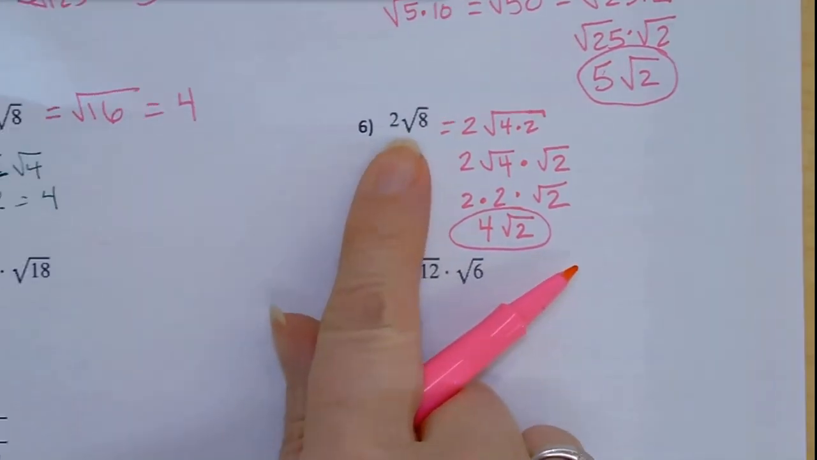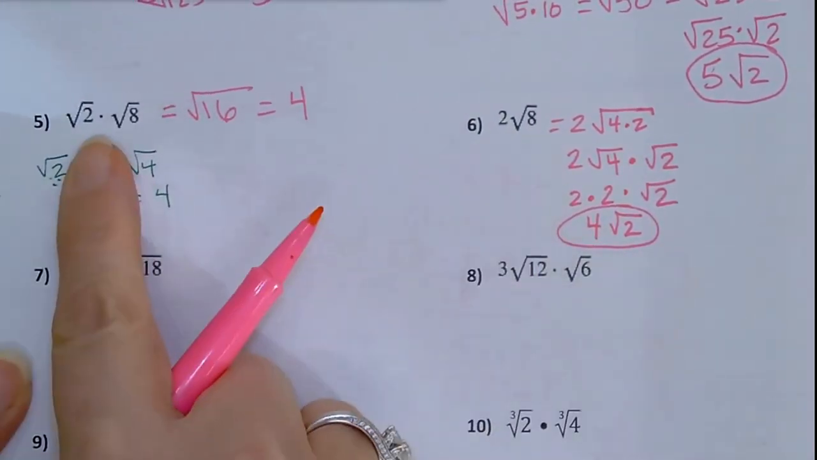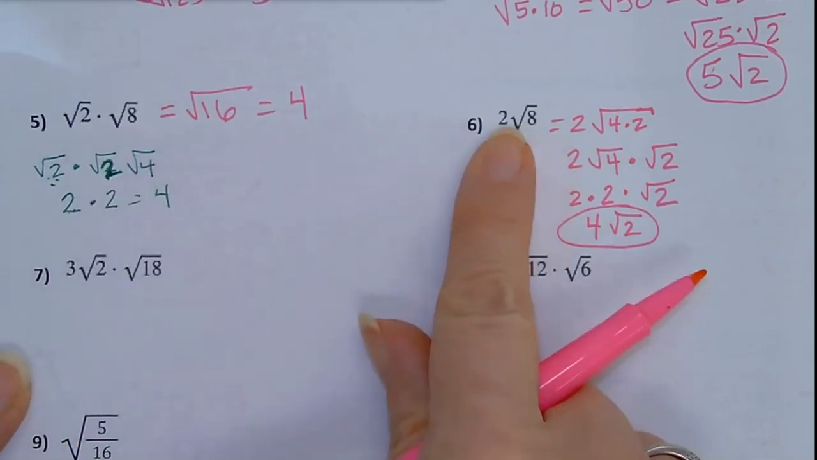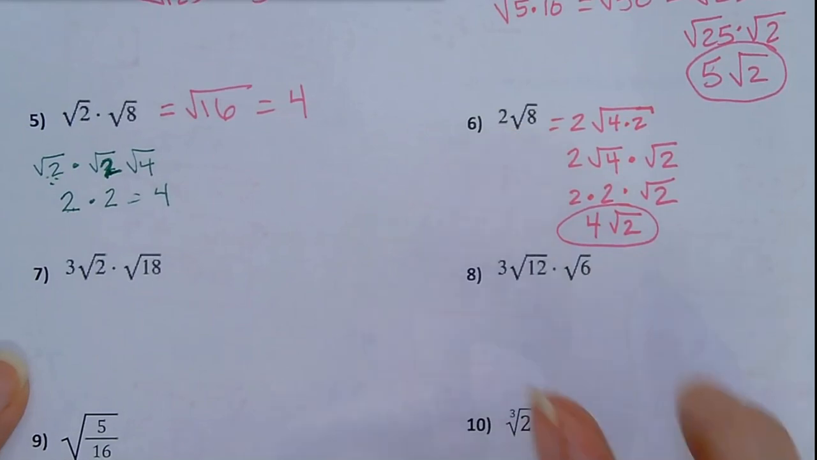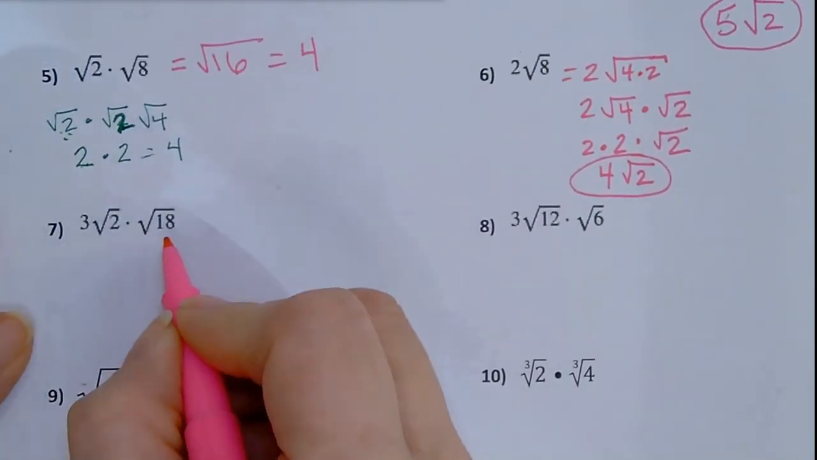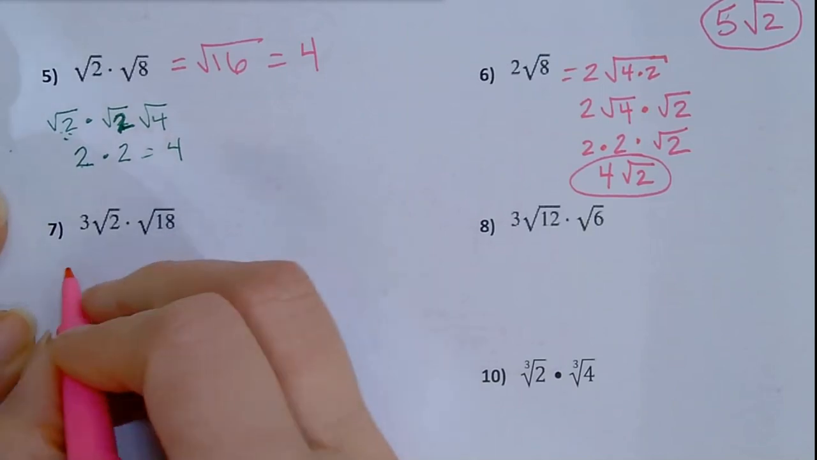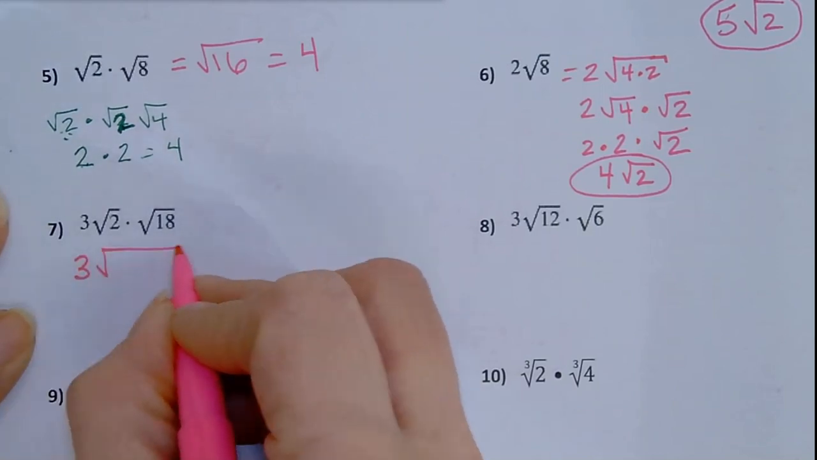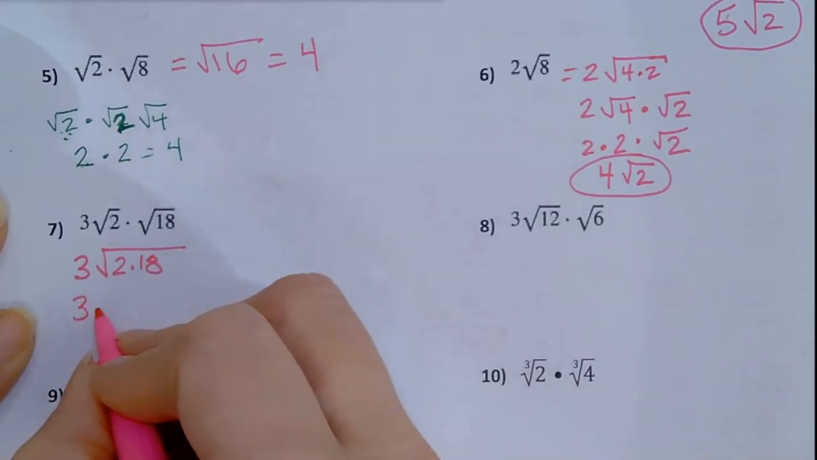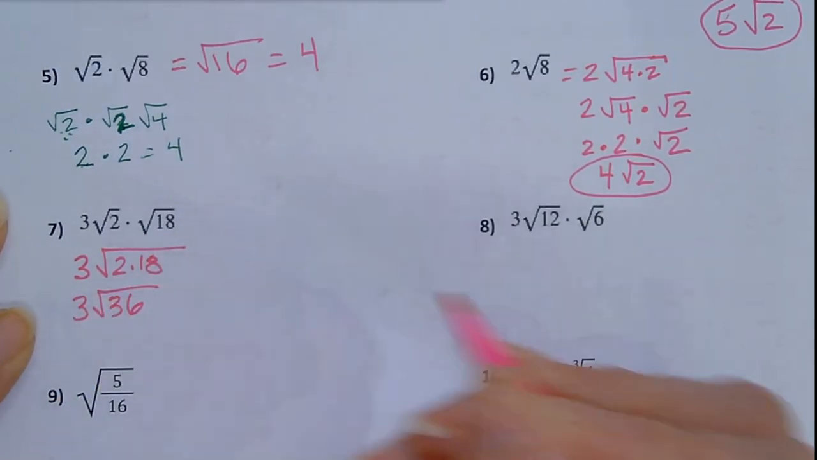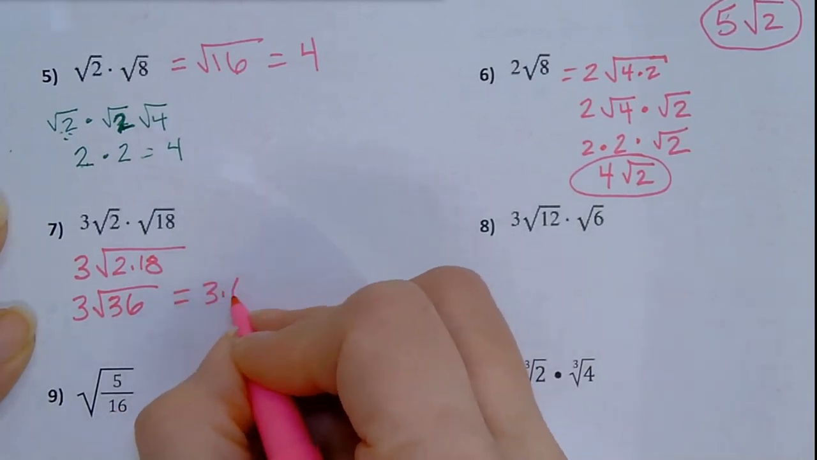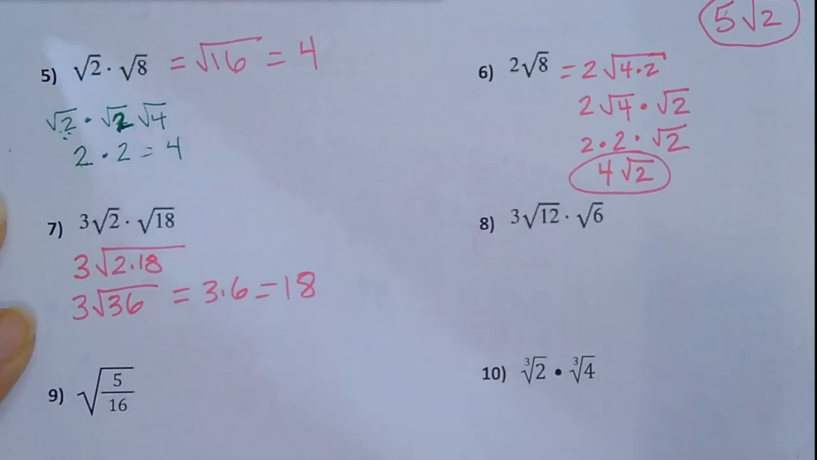This is different from this guy, right? Because this we wanted the square root of 2 times the square root of 8. Here we just already had 2 on the outside. Okay, 3 times the square root of 2 times the square root of 18. It's the same as 3 times the square root of 2 times 18. I'm putting them back in the same house. It's 3 times the square root of 36. So it is 3 times 6, which is 18. Woohoo!